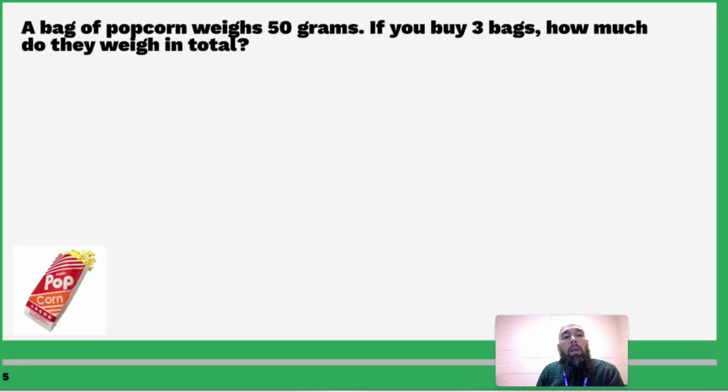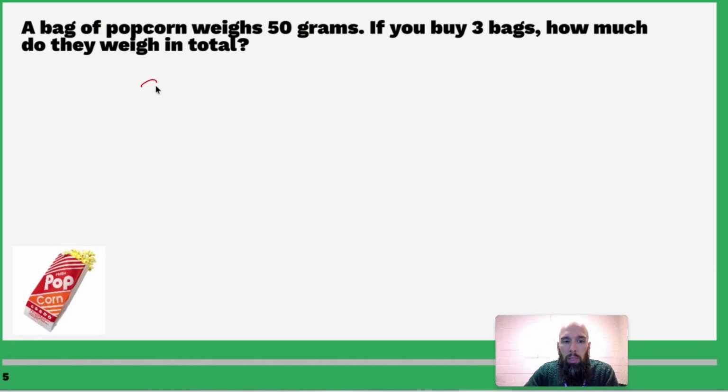Bada bing. A bag of popcorn weighs 50 grams. If you buy 3 bags, how much do they weigh in total? So we read the problem. We want to have 3 bags, and each bag is 50 grams. So this is not addition. Yes, you are increasing, but we have groups here. And whenever you take 3 of the same thing, whenever you group things, that is multiplication.